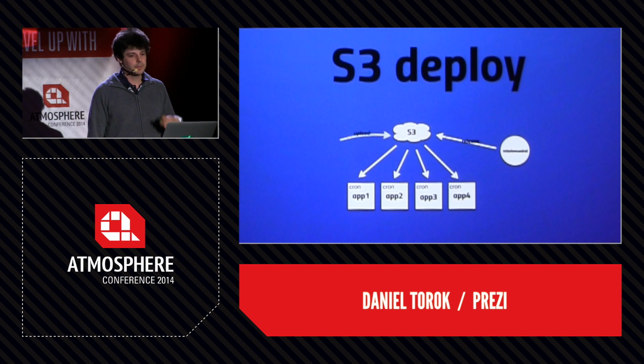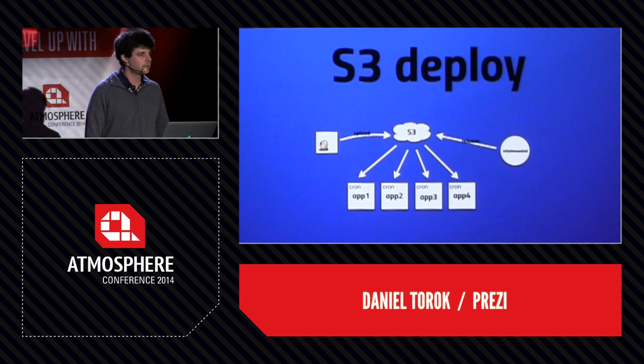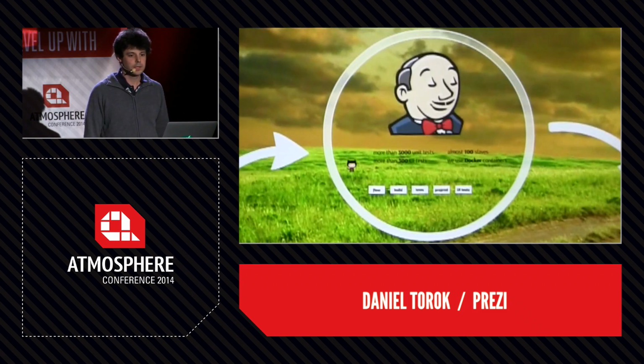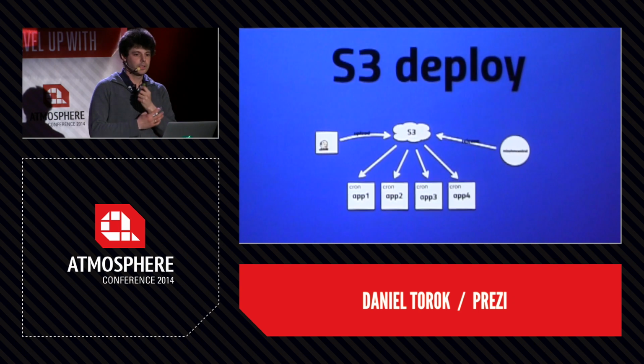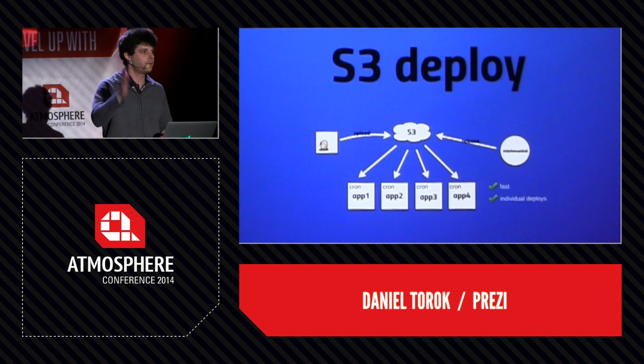But for this, we need something that uploads the tarball to S3. And in our case, it was Jenkins. So if we go back for a minute, then we added one more step here, which was preparing the application to production. So we uploaded this to S3. And this was great because this was fast at last. And we could do individual deploys. We didn't have to wait for creating the virtual env on every server one by one.